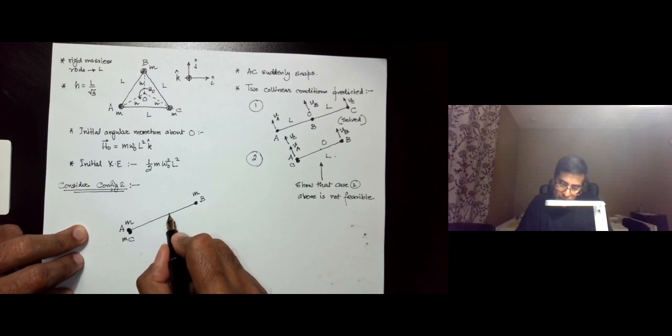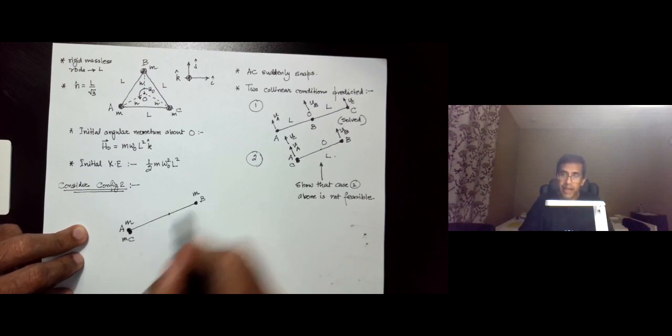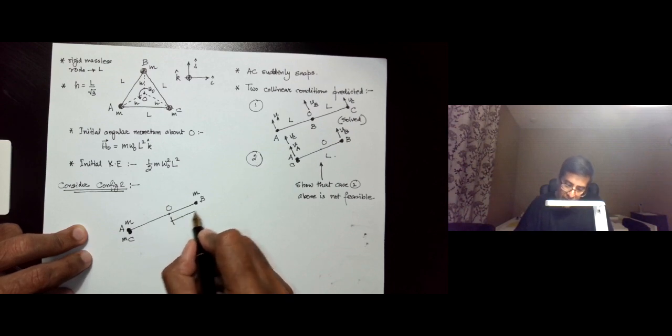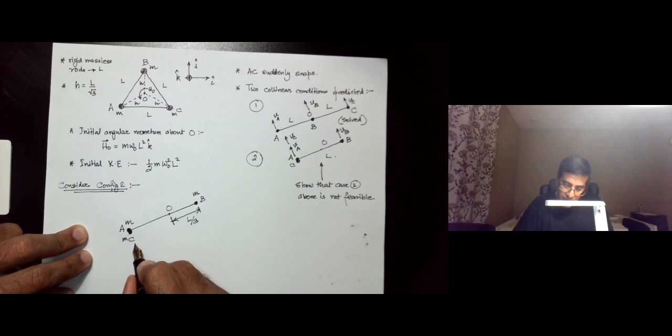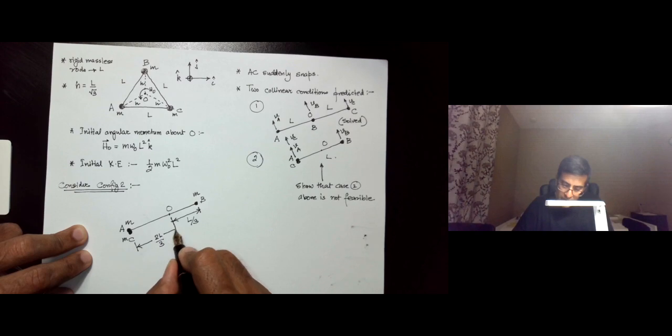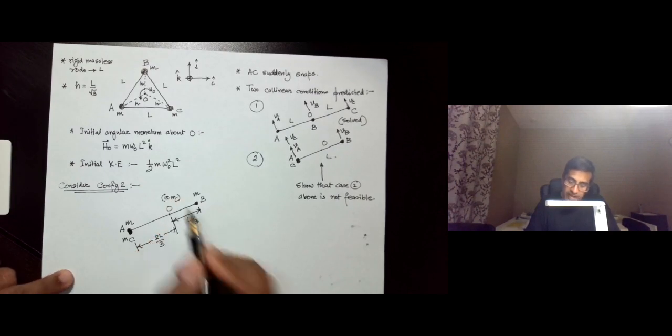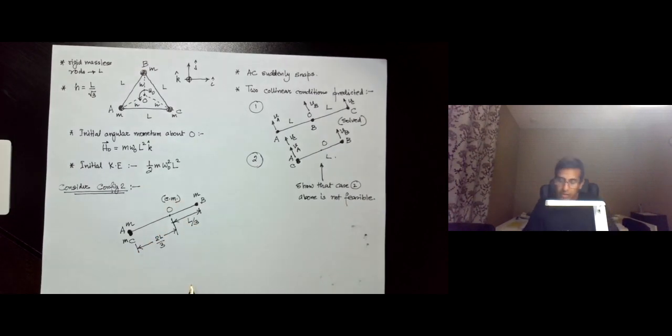Now clearly here, because you have 2m on one side and m on the other side, the center of mass O is going to be at a distance of L over 3 from B and 2L over 3 from A and C. And the point O, which is the center of mass, is a static point. Its location is not changing.